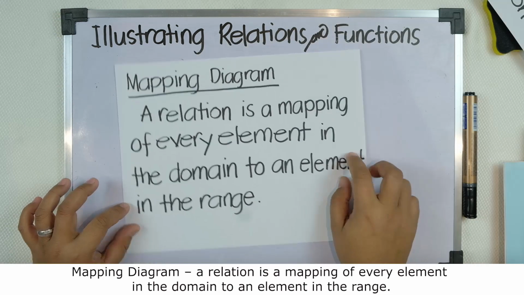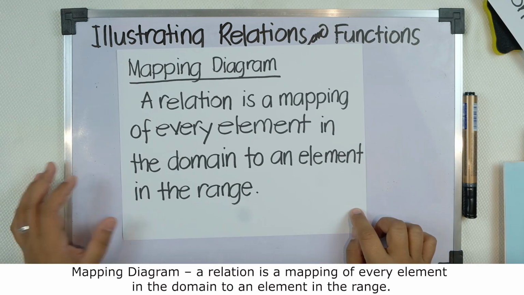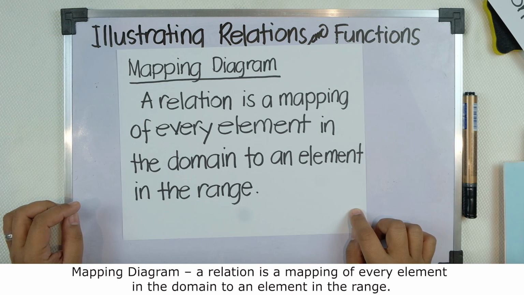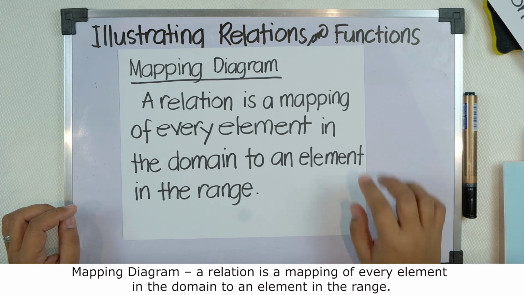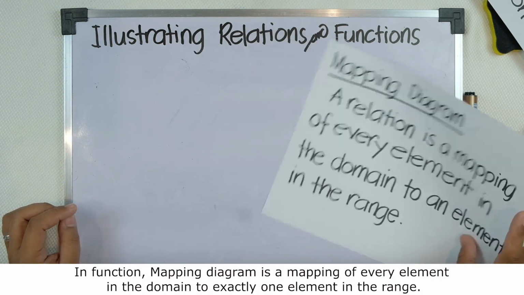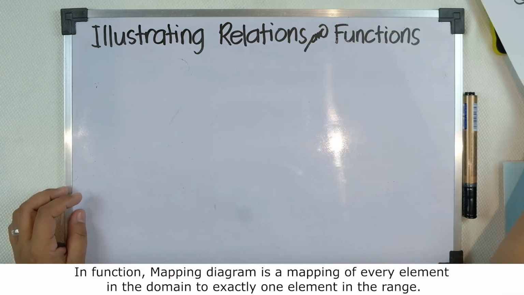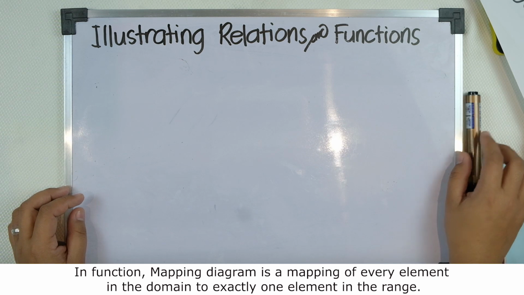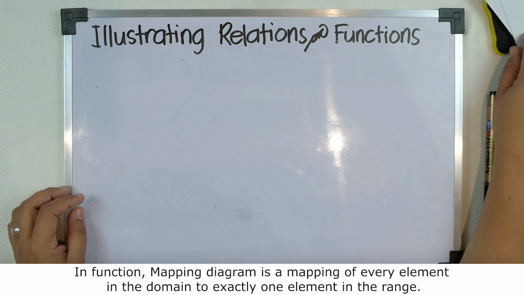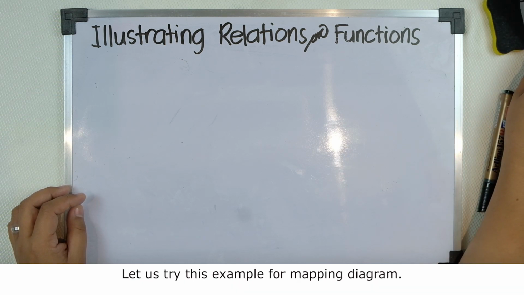The mapping diagram is a relation. A relation is a mapping of every element in the domain to an element in the range. In function, the mapping diagram is a mapping of every element in the domain to exactly one element in the range. So let us try this example for the mapping diagram.